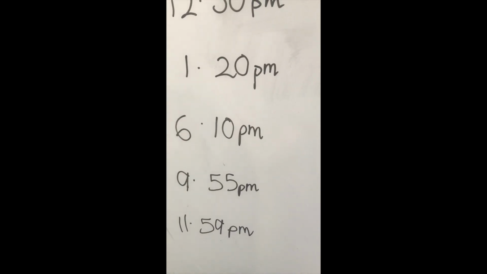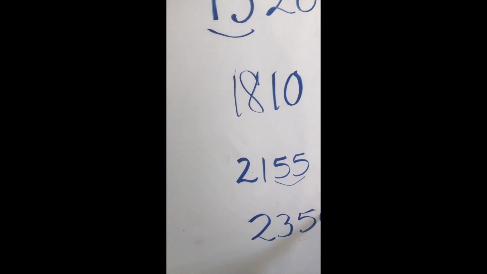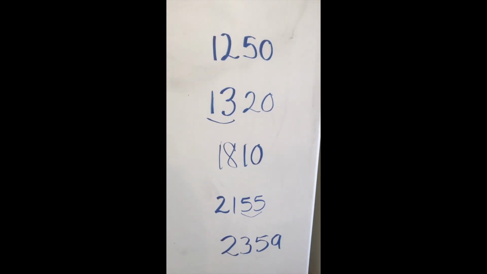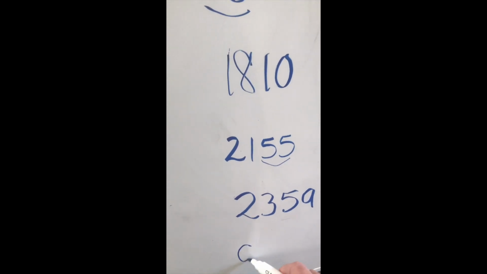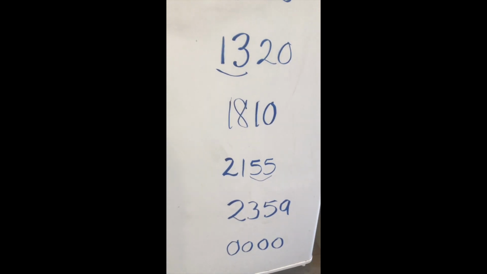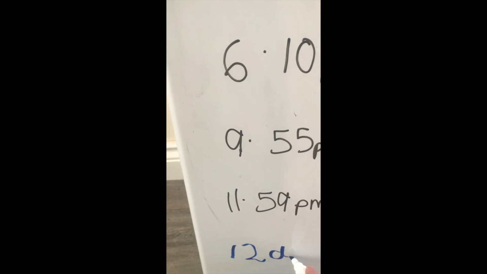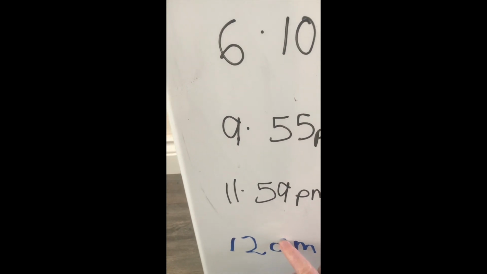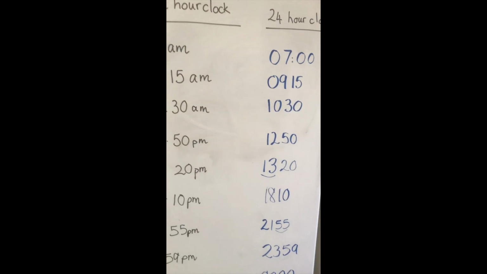11:59 p.m. 11 add 12 is 23, so it's 23:59. The 59 part is staying the same. It's 1 minute to midnight. When one more minute passes, the time becomes 0000. Midnight, or 12 a.m. That's how we do it, 24-hour clock time.